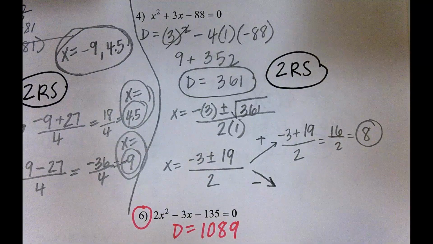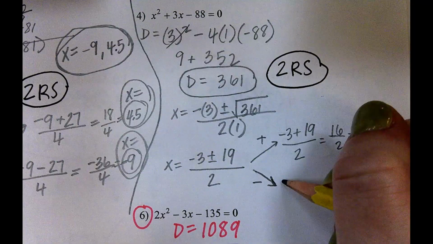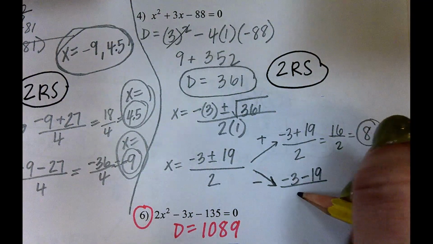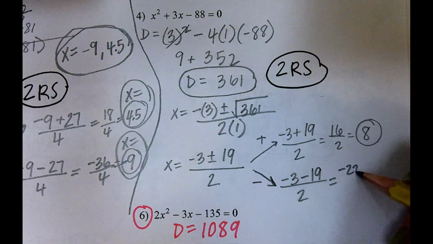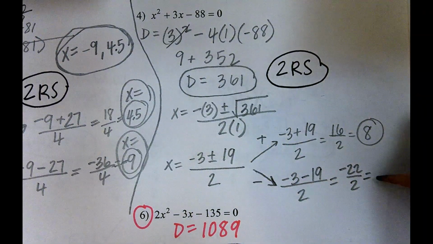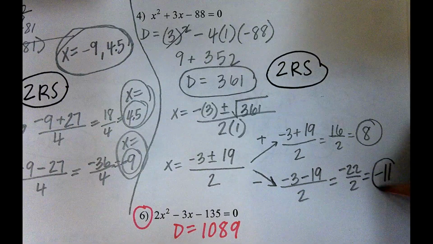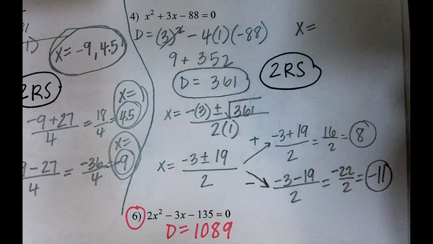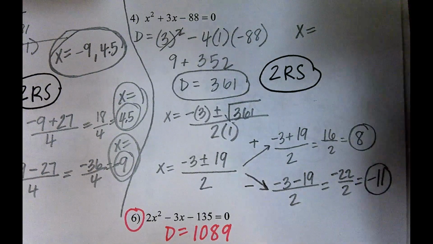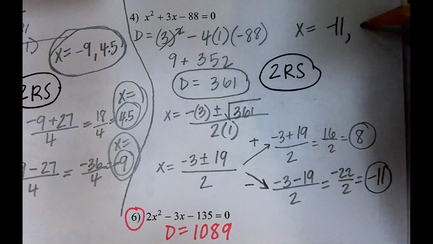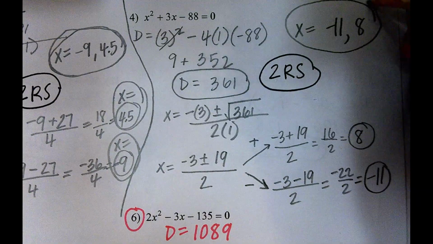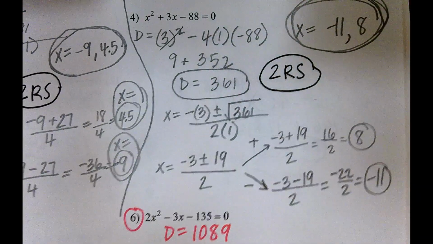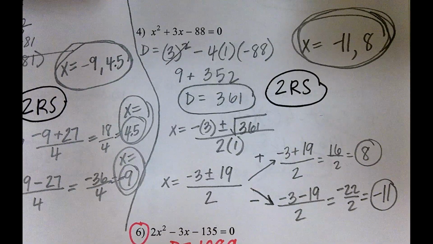And then the second one would be negative 22 over 2. Negative 22 divided by 2 is negative 11. Perfect. Negative 11 and 8. So x equals negative 11, 8. Good job. Very nice. Okay, that was number 4.